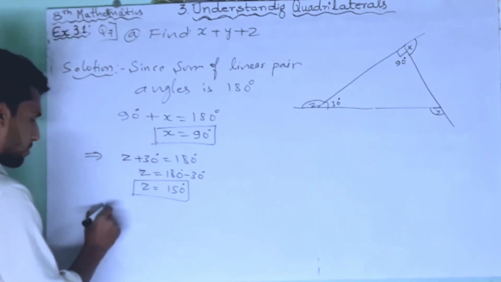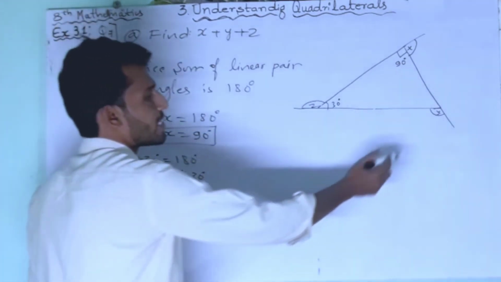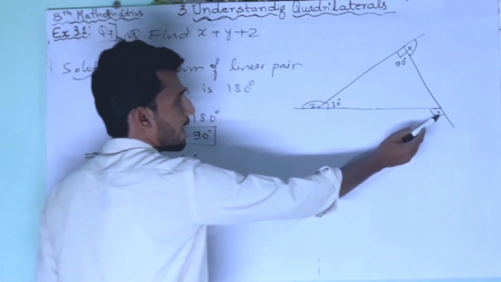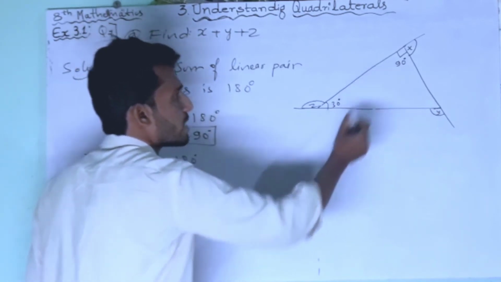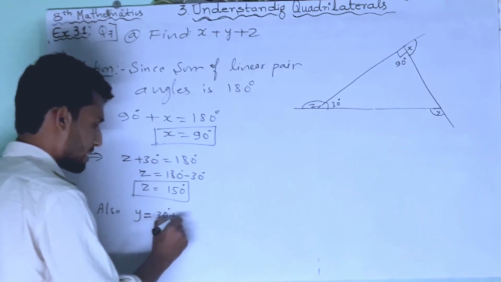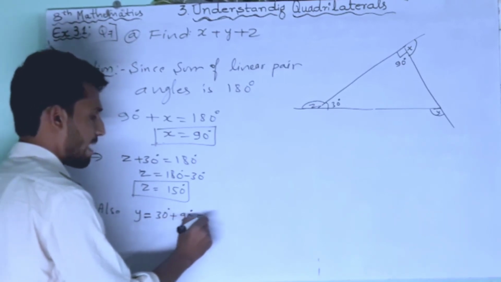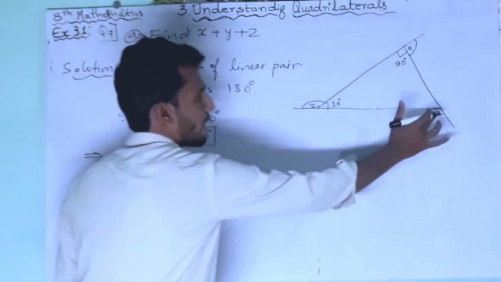Also, y is equal to, now here this is the exterior angle. This is the exterior angle, that is y. This is equal to the sum of the opposite interior angles. According to that property, 30 plus 90 degrees, when you add, you will get 120 degrees. This is the y value.